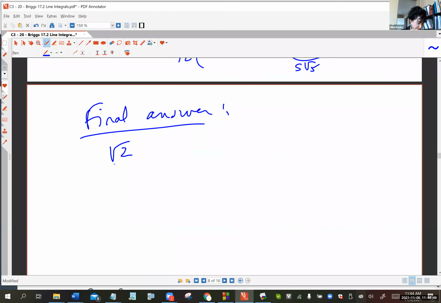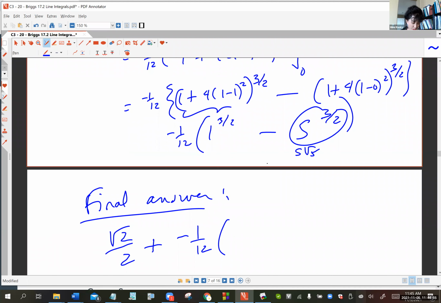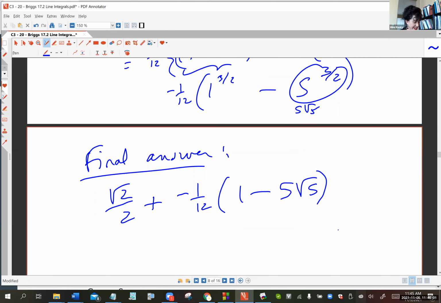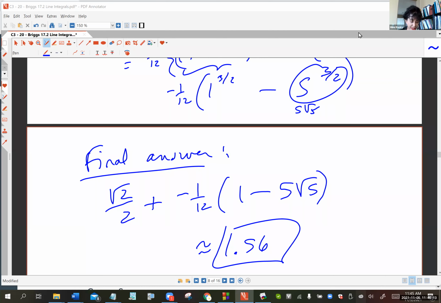Plus this negative 1/12 times 1 minus 5 square root of 5. Wow, that looks horrible. I know, it looks pretty gross. If you punch this up into the calculator, it is a positive result, which is good because these are usually mass of a wire type problems. So I get 1.56.